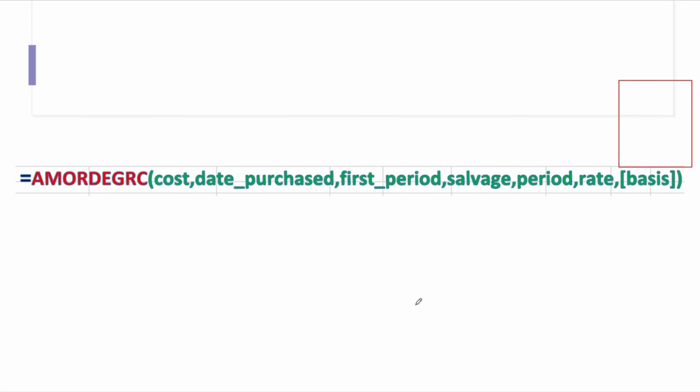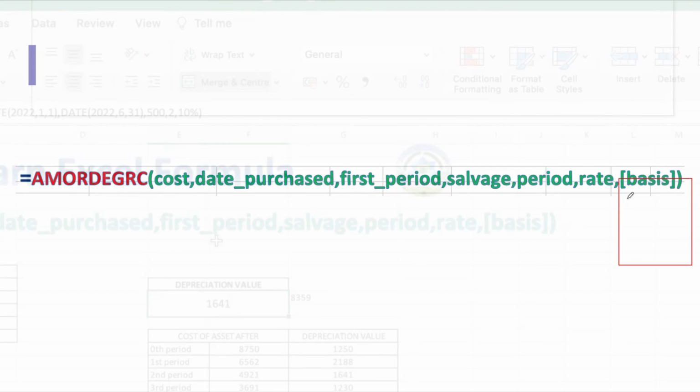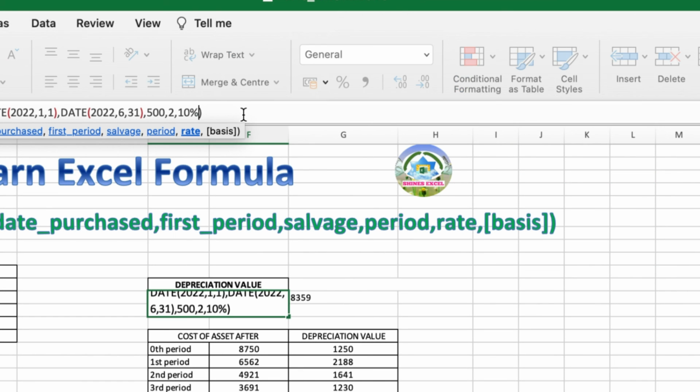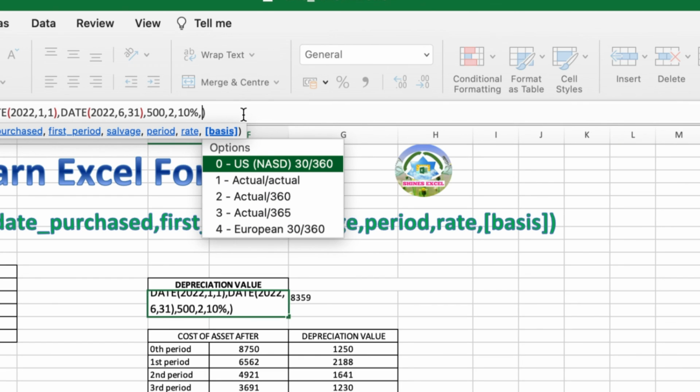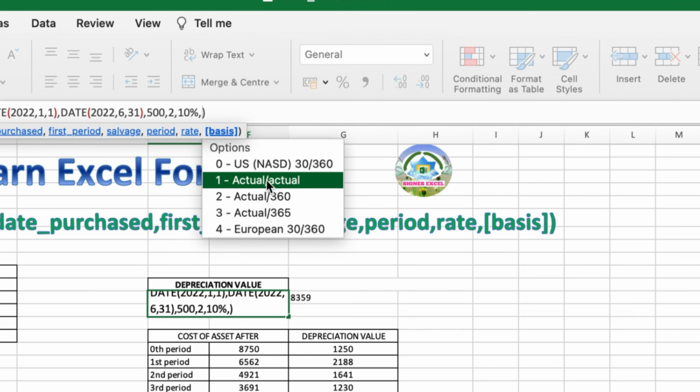And next we have one more thing in the formula, that is basis. So what is this basis here? When you enter the comma, here you can find the options for basis. When you leave it empty, it takes it as 0, and the value is calculated for 360 days, that is 30 days per month. If you enter 1, it calculates the actual value. If there are 28 days, it takes 28 days in a month. If there are 31 days, it takes 31 days in a month.